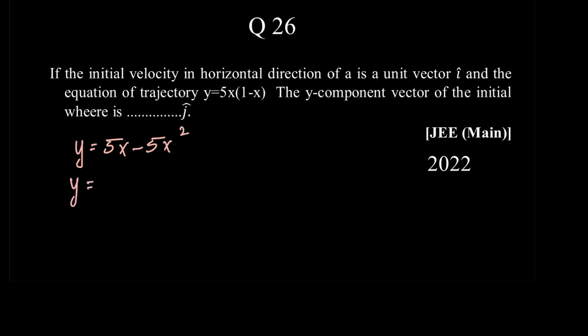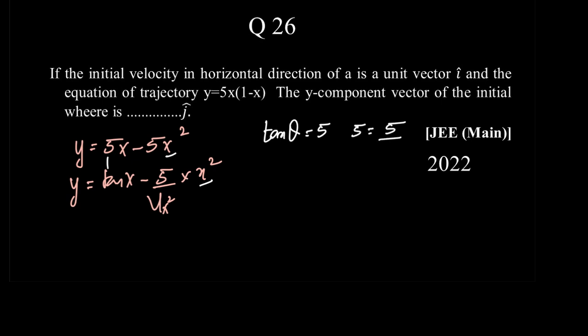I will compare this with x tan theta minus 5 by ux square into x square. And when I compare this, what do I get? Tan theta is equal to 5. And if I compare the coefficient of x square, I get 5 is equal to 5 by ux square. So for tan theta, I'll write it as u sin theta by u cos theta is equal to 5, and ux square is 5 by 5, which is equal to 1.